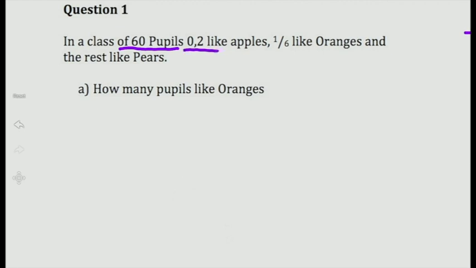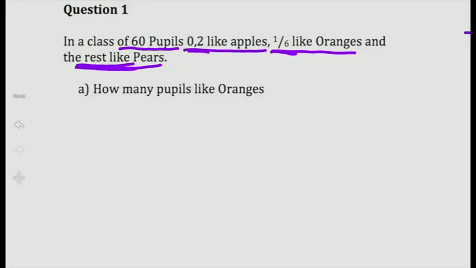And we are told that 0.2 like apples, while 1/6 like oranges, and the rest like pears. Most of you end up concentrating on 0.2 and 1/6 and forgetting that there is a fraction that is hidden over the words which say the rest like pears. So you must remember that there is a fraction that is hidden over there for the pears. Let us answer the question.